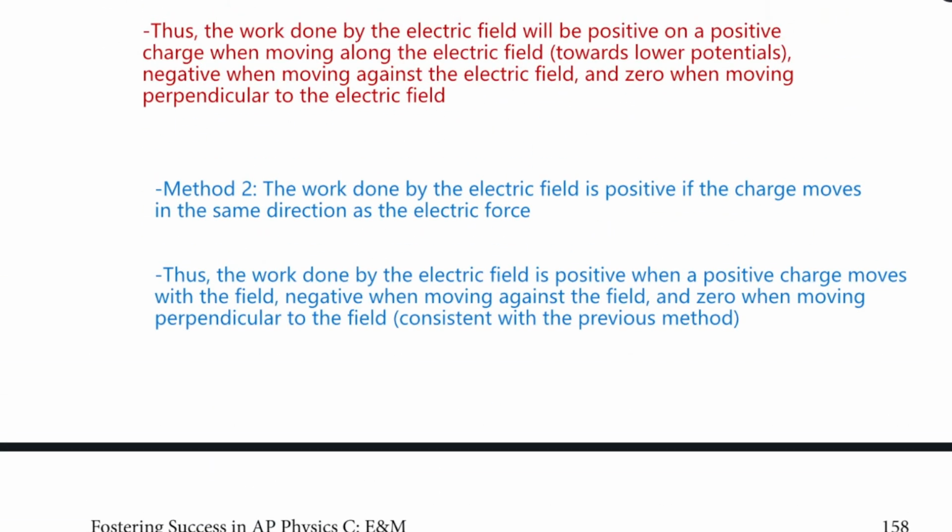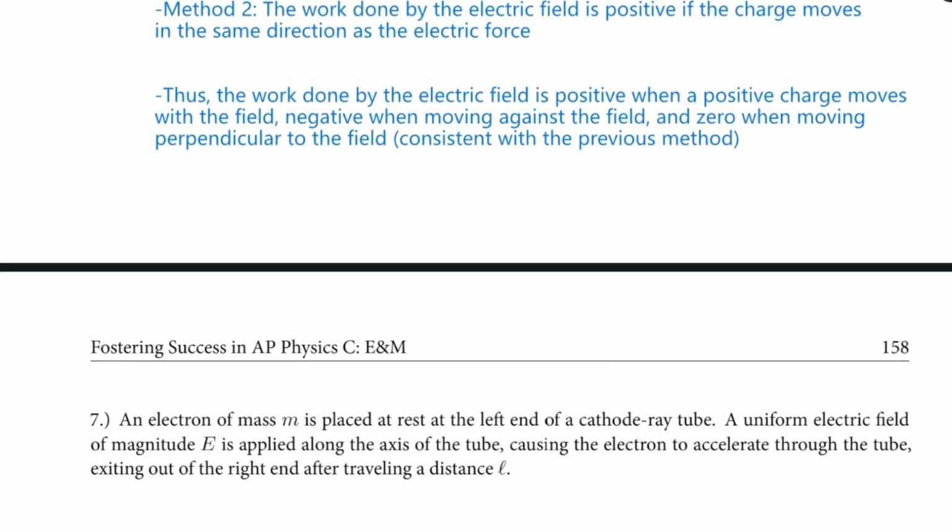So method 2 says exactly that. So the work done is positive if you move the same direction as the force/field, which agree for positive charges. So the work done is positive if you move with the field, and it's negative if you move against the field. All right.